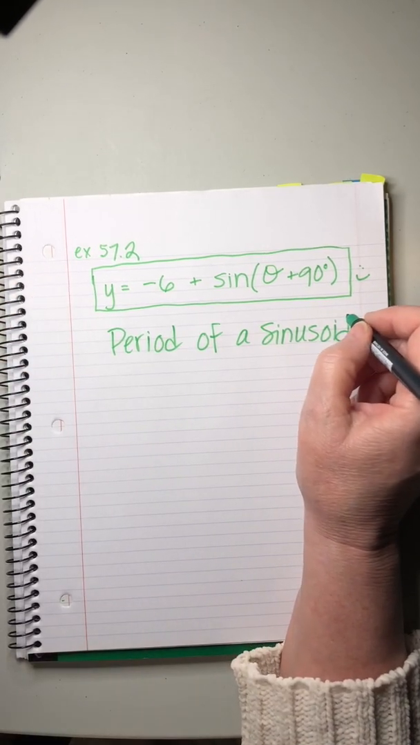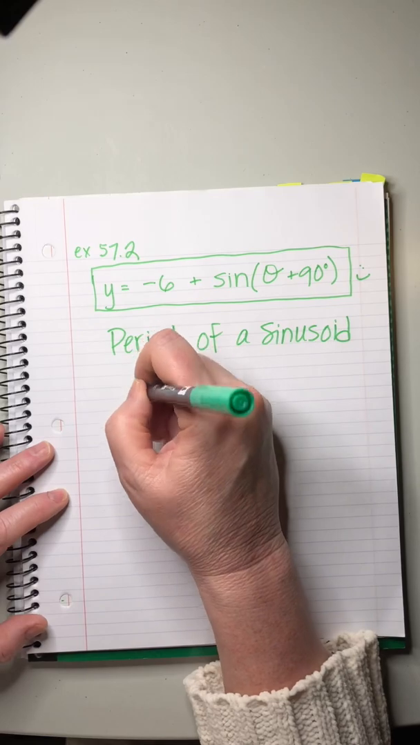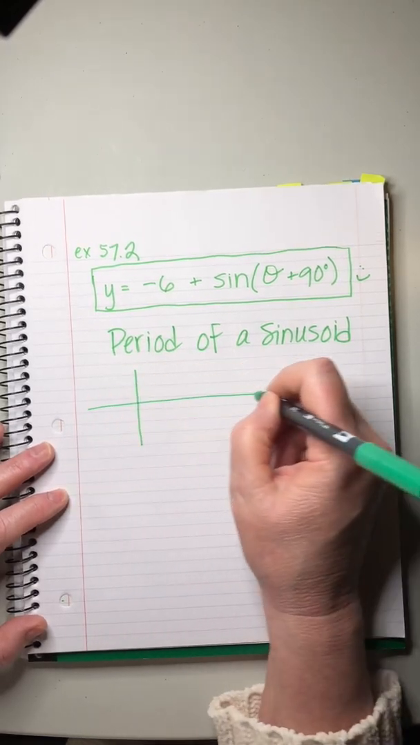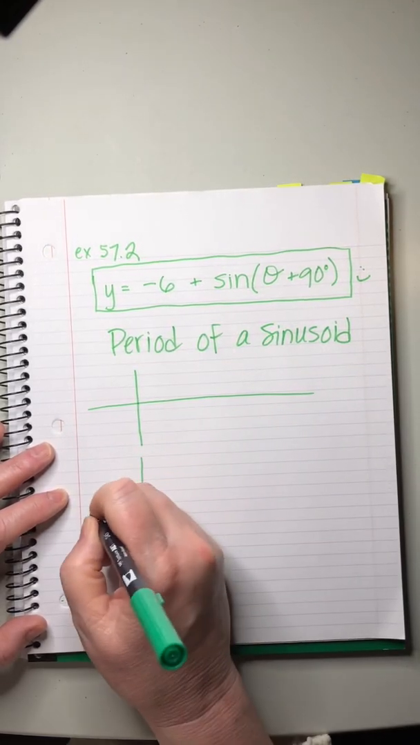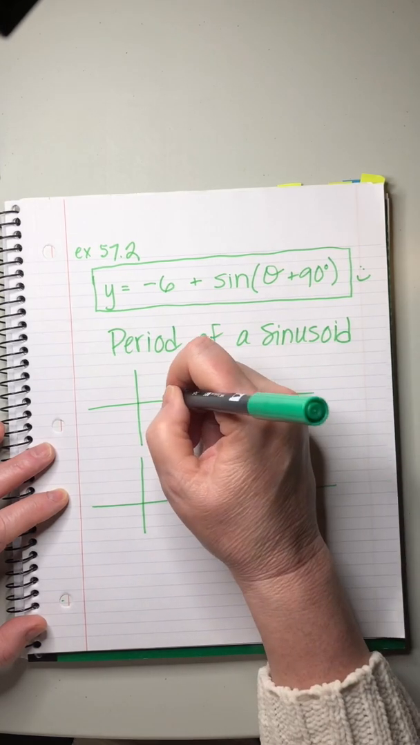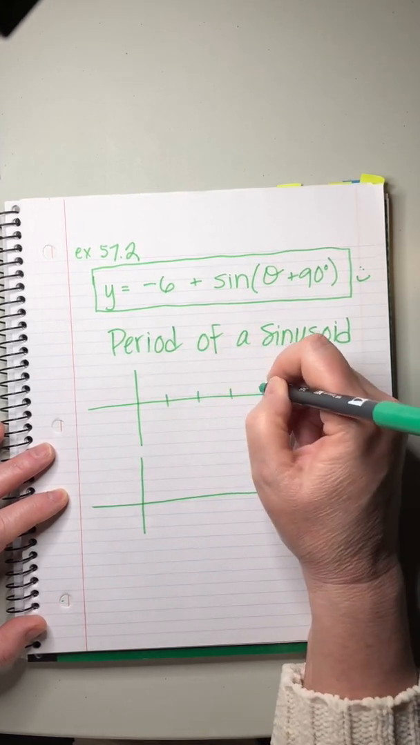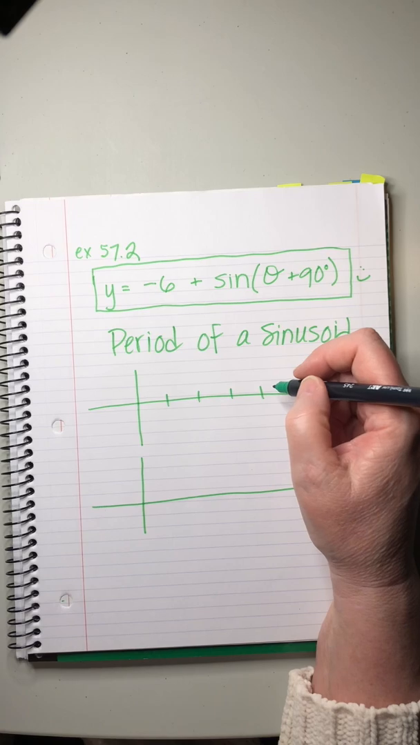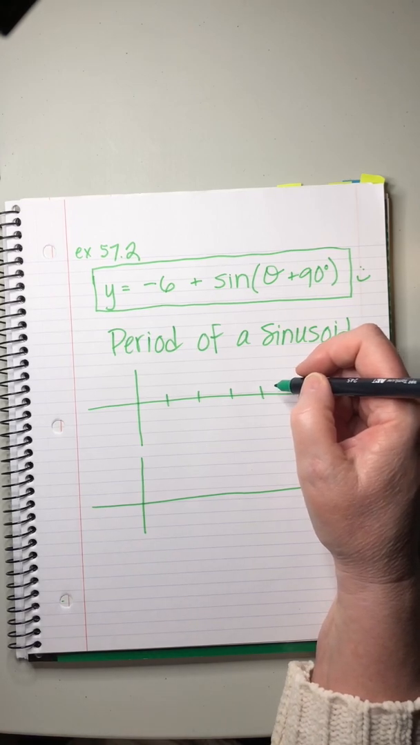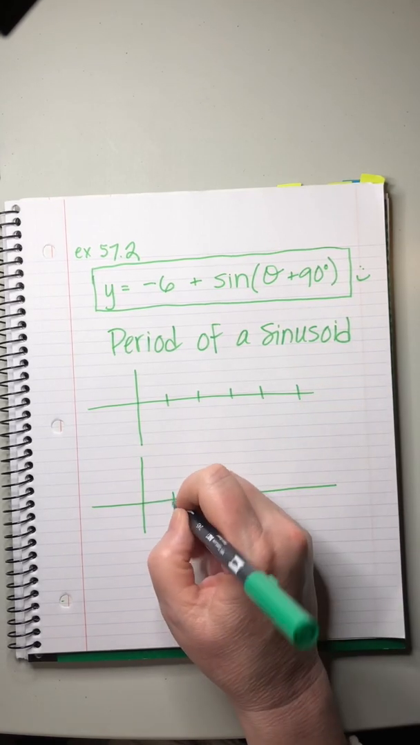And that has to do with how quickly it repeats itself. So let me just draw you a couple really simple examples of this. 1, 2, 3, 4. We're not going to talk about phase shifts in these pictures.